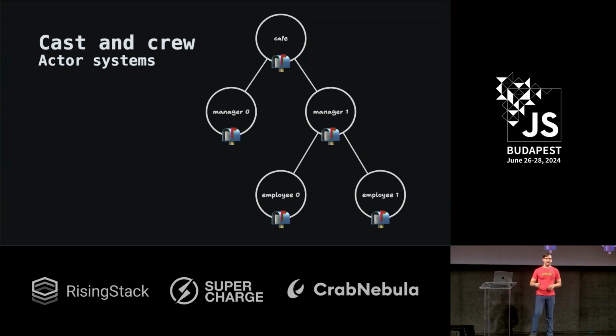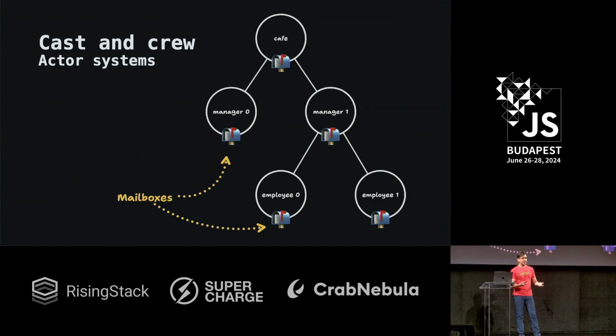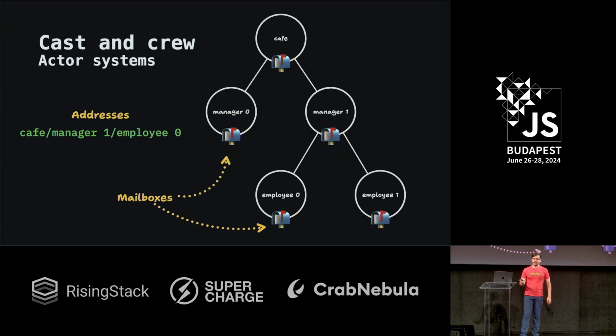So we always have to have a root actor. In many actor frameworks, this is known as the guardian actor. And each manager might be in charge of different employees. So actor systems naturally form this hierarchy where they can talk to each other. And also there's something called mailboxes, and this is how actors receive events. More on that later.